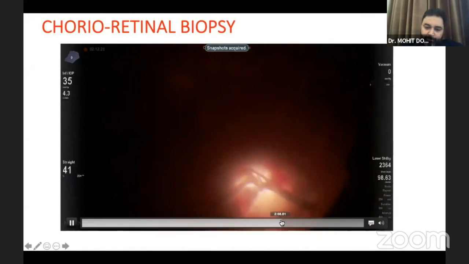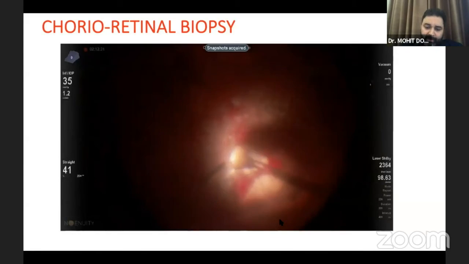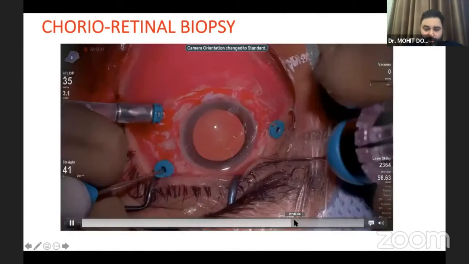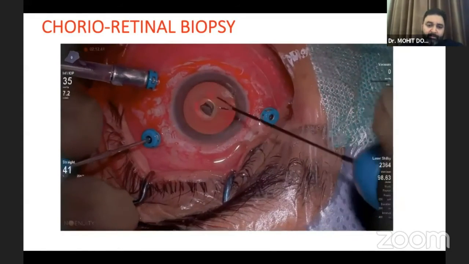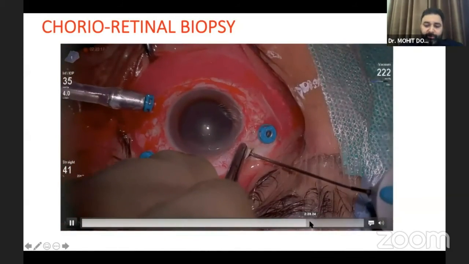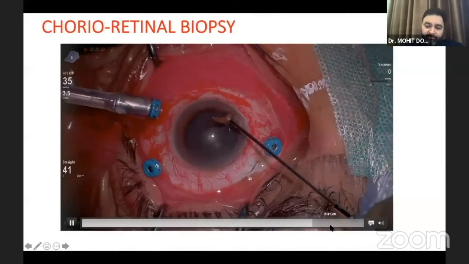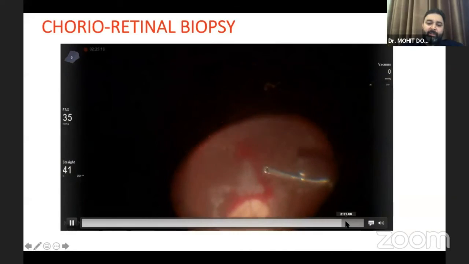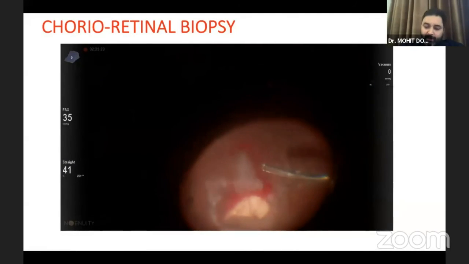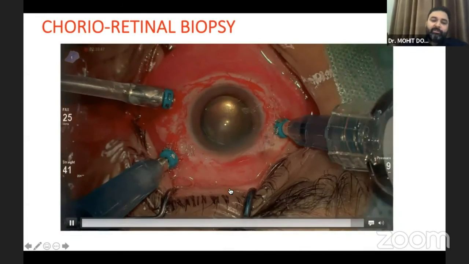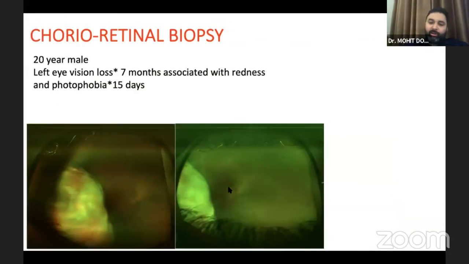And after much manipulation, the piece was actually brought out, as can be seen there. There was another piece which was subsequently brought out, and this was sent to the histopathologist in formalin. And after a good laser, we closed the patient on oil. So this is just how a chorioretinal biopsy works.